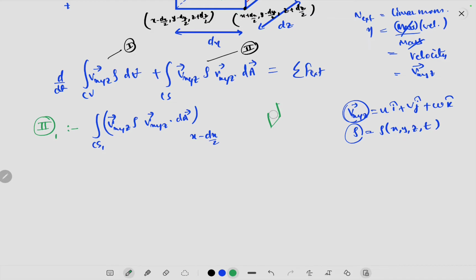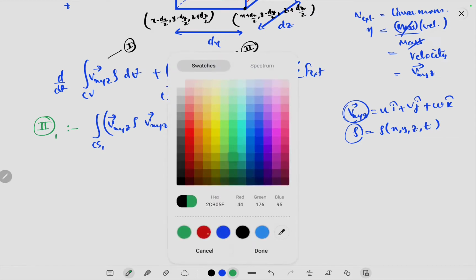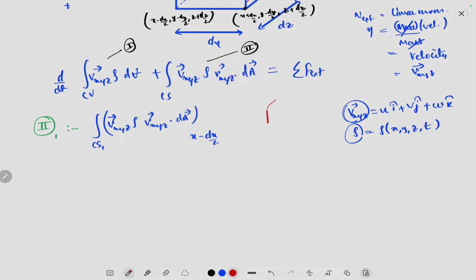Okay, so this was the elemental area of the control surface, and dA vector points like this, and the v vector we have considered as u i hat plus v j hat plus w k hat. So v vector at xyz is, let's say, like this, some v(x,y,z), and here we want a dot product of v(x,y,z) with dA vector.